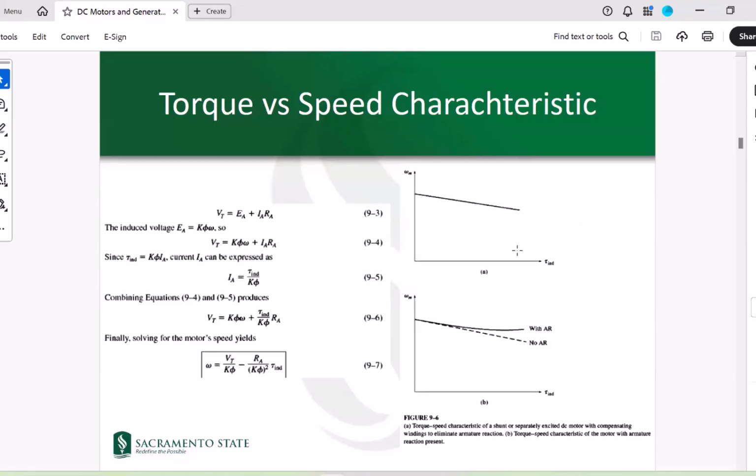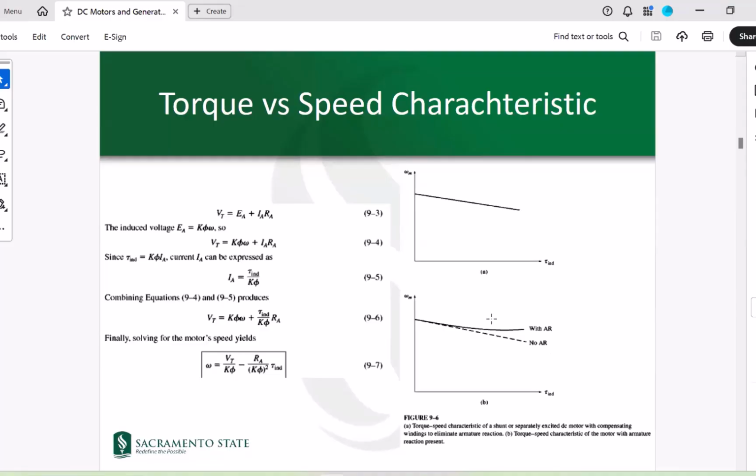But in the case that you have the armature reaction present, you will see that as you are increasing the tau, then for some time, you would have that linear relationship. But with increasing the torque, if you compare that with the case that there was no armature reaction, when you have armature reaction, your speed doesn't go down at the same slope compared to the case that you didn't have any armature reaction. And that's because of the effect of flux weakening on the speed.